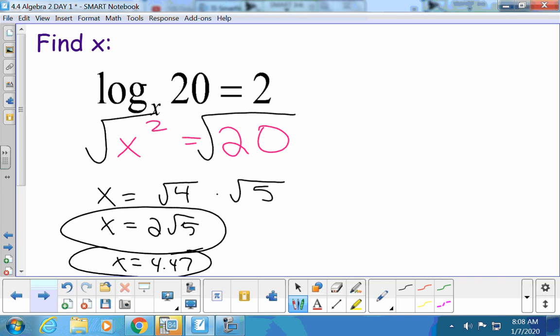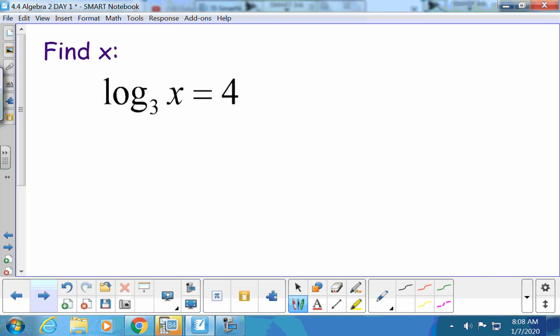All right, ready? The original problem is log base 3 of x equals 4. So it looks like our middle guy, our center guy is missing this time. Let's put it in exponential form. What would it look like? Ava, haven't heard from you today. Good. 3 to the 4th power equals x.